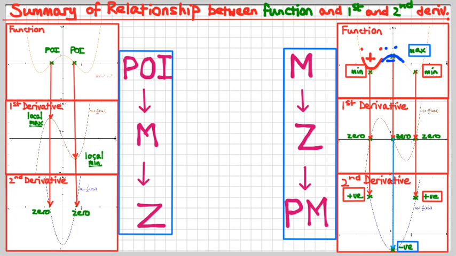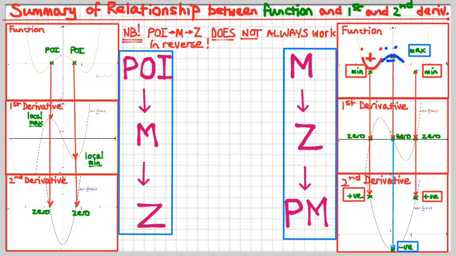Now there is a bit of an exception here. I've got to show you something. Now, NB, nota bene in Latin. The POEMS thing does not always work in reverse, okay? So what am I saying there? This all works in reverse. This one has got a bit of a problem. It works here, but it doesn't work here.